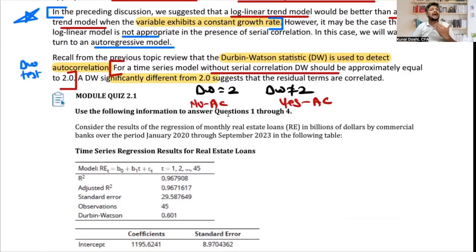Then the model is not fit. I cannot use that model. Understood, everyone? Clear?